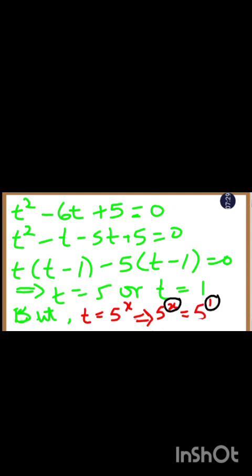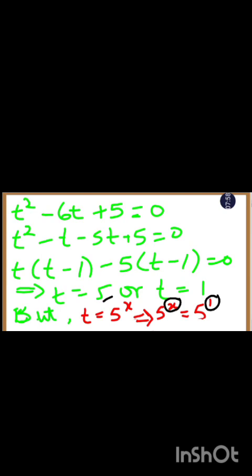Now, if you have to factorize, our a is 1, our c is 5. 1 times 5 gives us 5. Which two factors of 5 will you add to give negative 6 and multiply to give 5? It's negative 1 and negative 5. You write it in this form, and you arrive here: t is equal to 5, t is equal to 1.